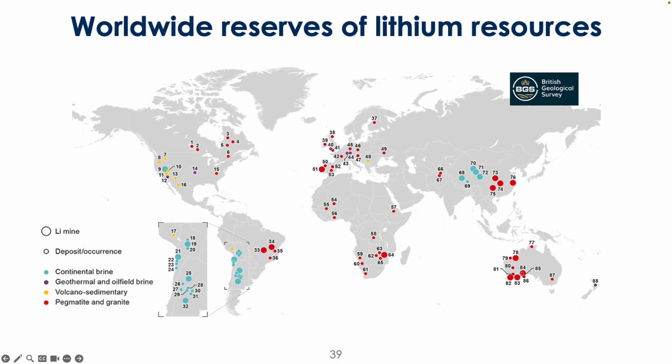All right. So the chart before that was the map of where we actually get lithium now. But we also have some idea of where the resources are located, whether or not they're actively being extracted. There are different forms of lithium that we can use: continental brine, geothermal and oil field brine, from volcanic sediments, and from pegmatite and granite. So different resources are being used in different ways.